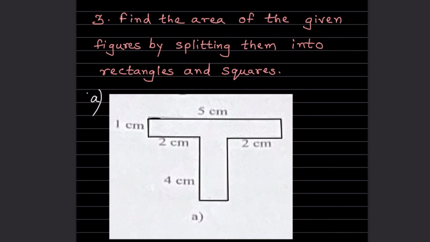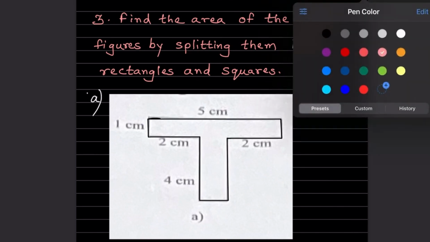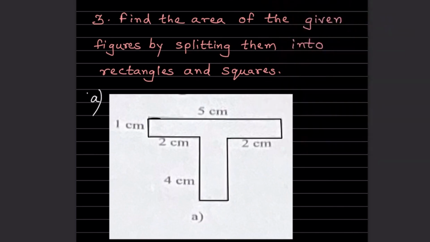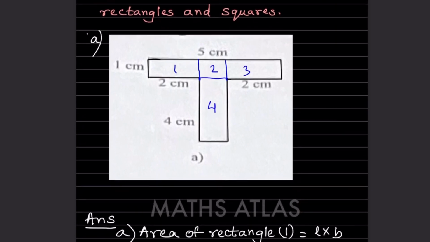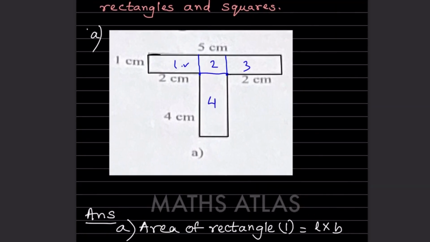You will do one thing. I will just do it like this. You can make it 1, 2, 3, 4. Anyways, now what happens here? This is one figure here. Then this will be the area of this one, the area of this one, and the area of this one. Now if I take this first one, this is a rectangle. So I just put here area of rectangle 1.